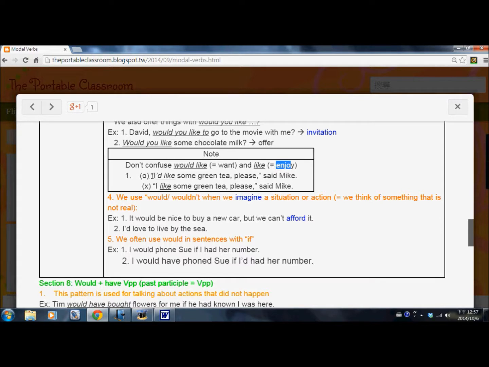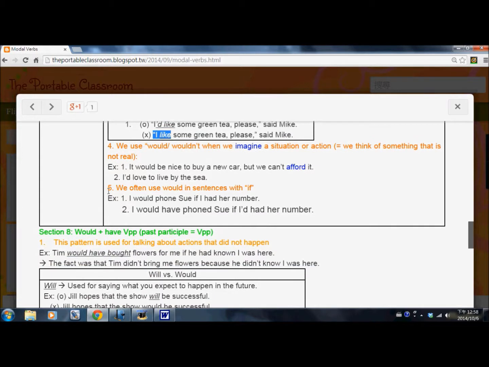If I say "I would like some green tea, please," said Mike, it means I want some green tea. But instead of saying want, which is a little bit rude, we will say I would like, just to be polite. Now, "I like some green tea, please." In the second sentence I used like. It means I enjoy some green tea. So do not confuse would like with like.